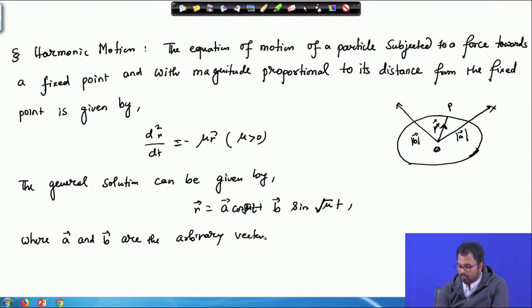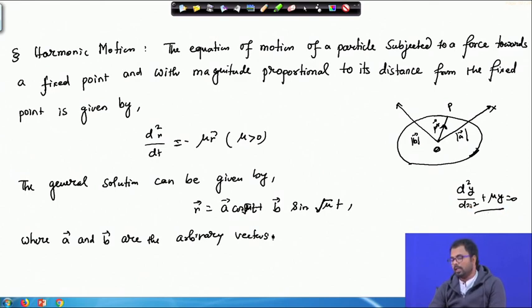So, this equation is similar to what we remember from our ordinary differential equation. d square y by dx square plus mu y equals 0. If you solve this equation, then we usually obtain y equals a cos root mu x plus b sin root mu x. So, it is the same thing.